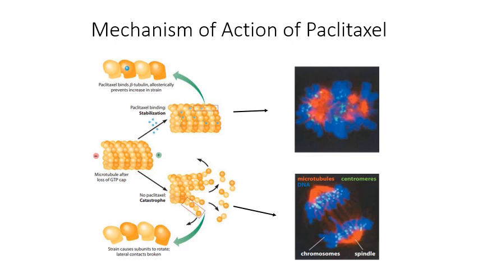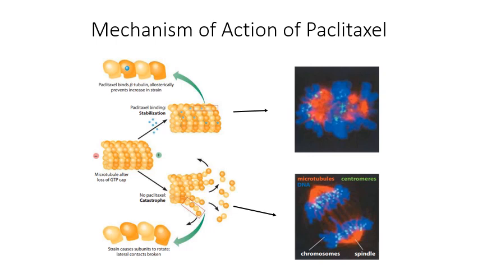Paclitaxel binds directly to the beta tubulin subunits in the tubulin heterodimers. Paclitaxel can help prevent microtubule depolymerization even if the GTP cap disappears by preventing the compaction of the GDP tubulin dimers, which normally causes microtubule catastrophe.